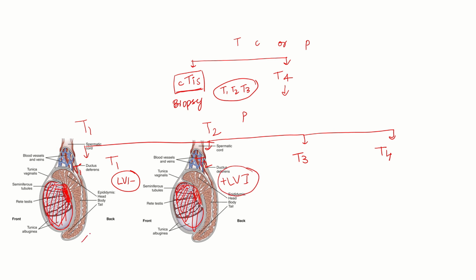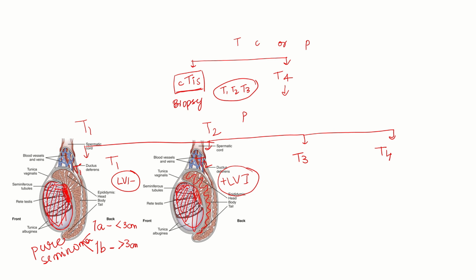T1 is further divided into 1A and 1B, which this classification is applicable only to pure seminomas, based on the size less than 3 centimeters and more than 3 centimeters. In T2, the involvement of adjacent soft tissue, hilar structures and epididymis also comes under T2. Here you can see this epididymis and the hilum. Involvement of this comes under T2.